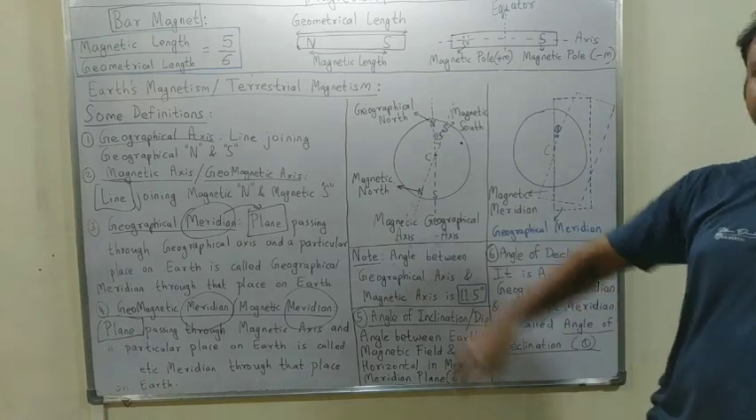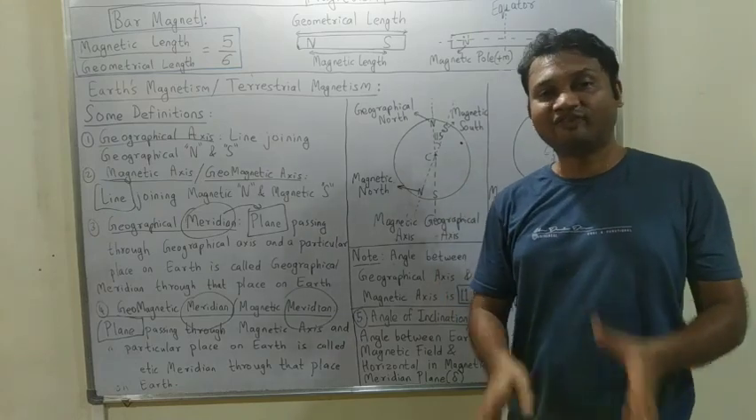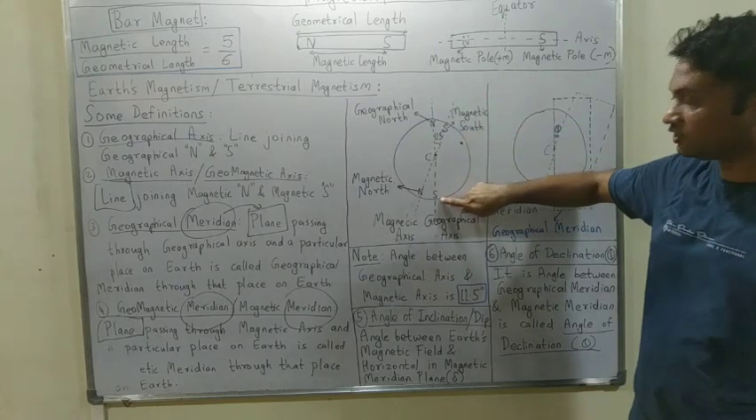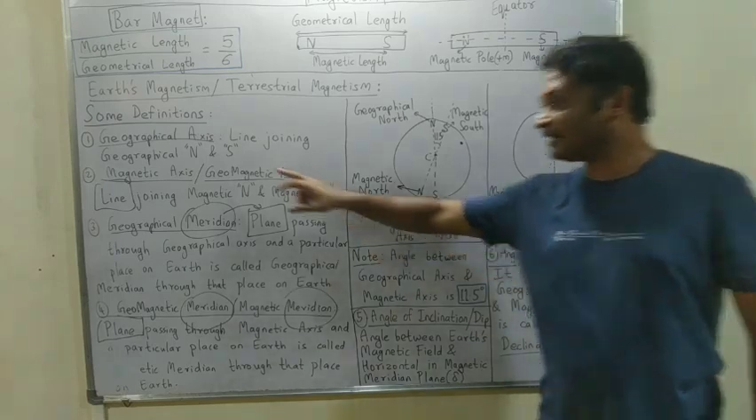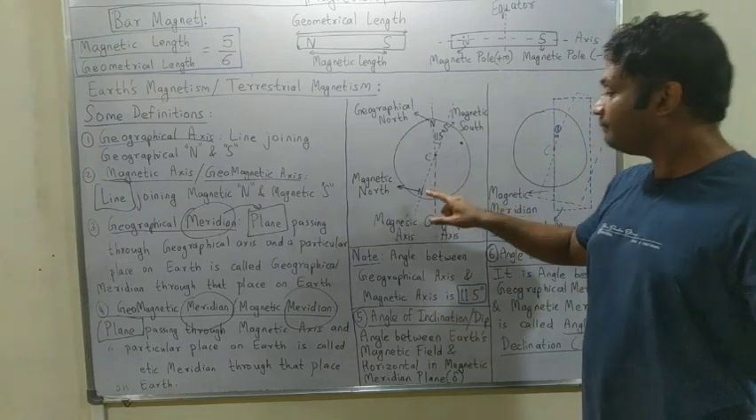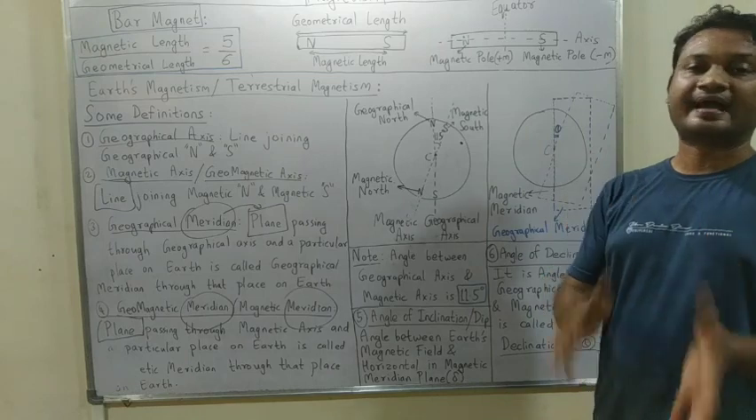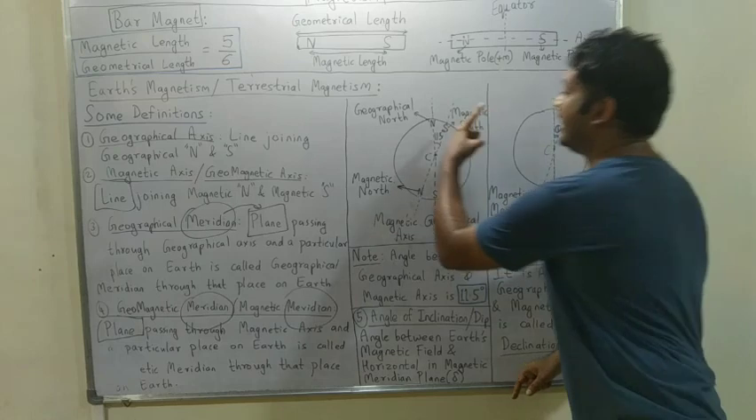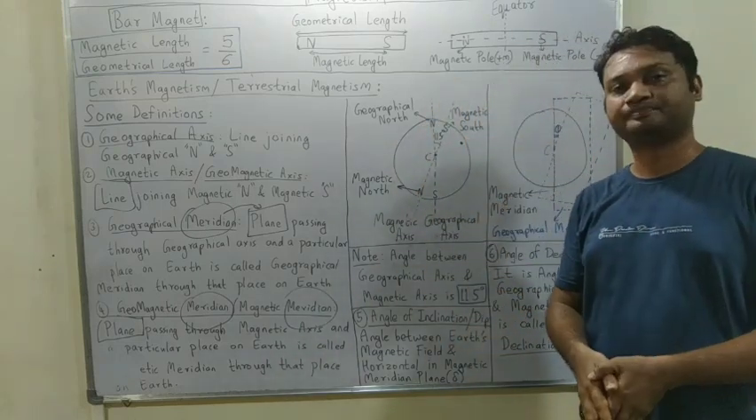Coming to Earth's magnetism, which is known as terrestrial magnetism, in that the first definition, geographical axis: line joining geographical north and geographical south is called geographical axis of Earth. Magnetic axis, another name geomagnetic axis: line joining magnetic north and magnetic south is called as geomagnetic axis or magnetic axis. The angle between geographical axis and magnetic axis is 11.5 degrees.